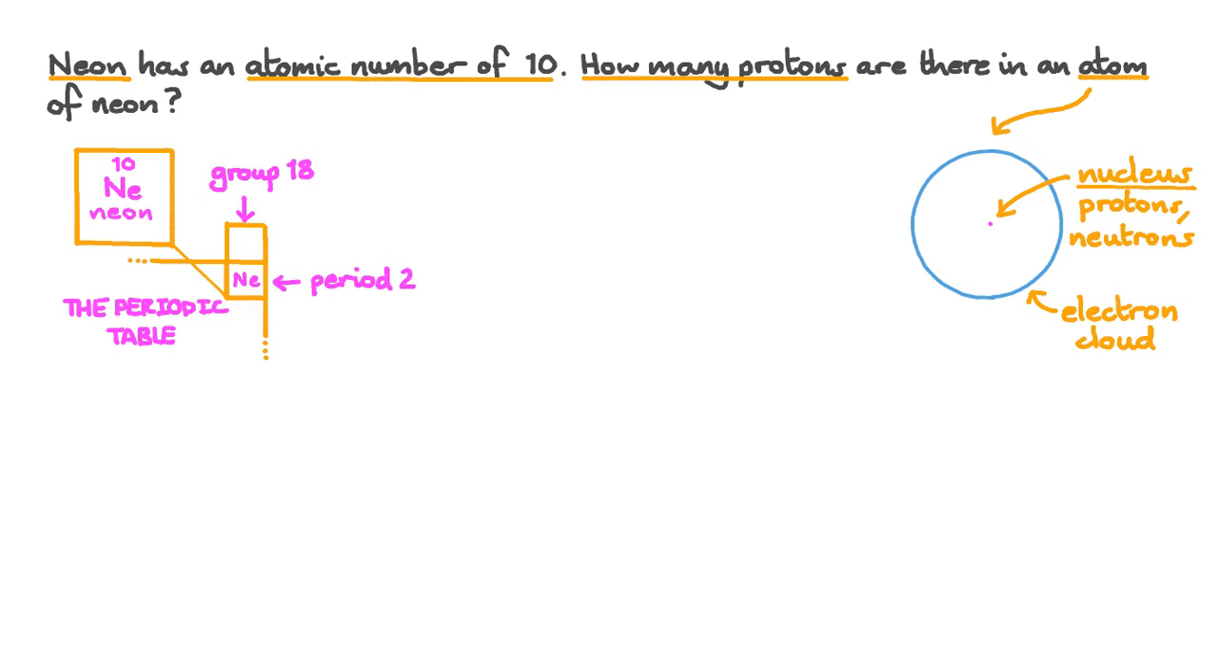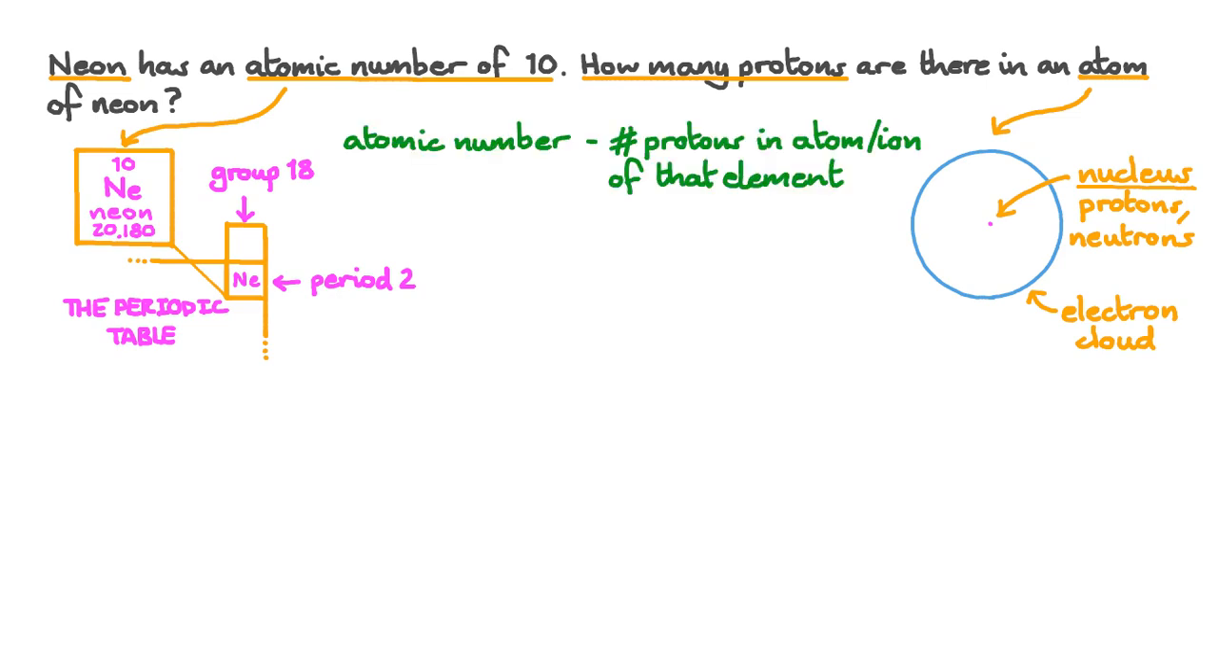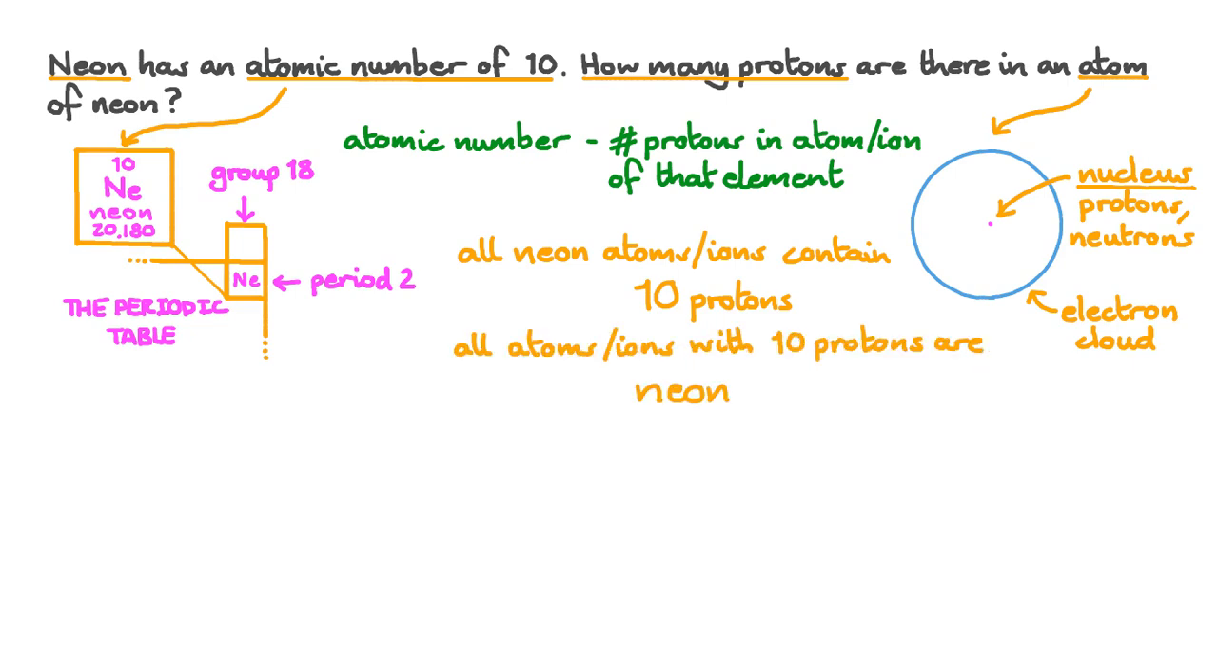The question also tells us that neon, the element, has an atomic number of 10. We can see that in its cell on the periodic table. The other number in the box, 20.180, is the atomic mass of neon. We don't need that for this question. The atomic number of an element is the number of protons we can find in every atom or simple ion of that element. So all neon atoms or ions contain 10 protons in their nuclei. And we can even flip that around and say all atoms or ions with 10 protons in their nuclei are neon. Therefore, we can say with confidence that the number of protons in an atom of neon is 10.